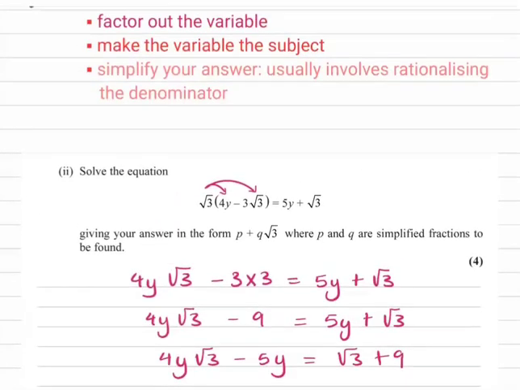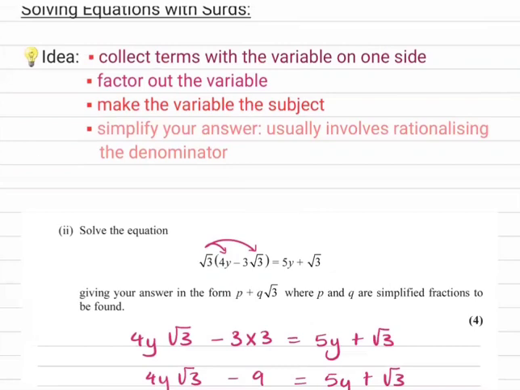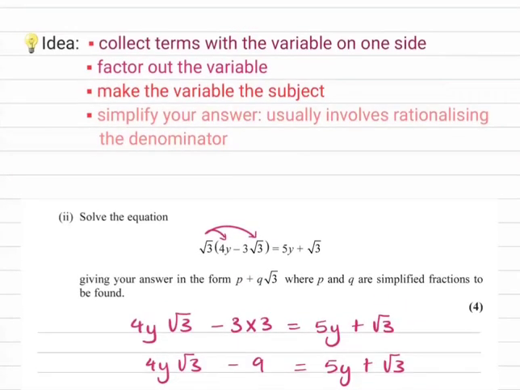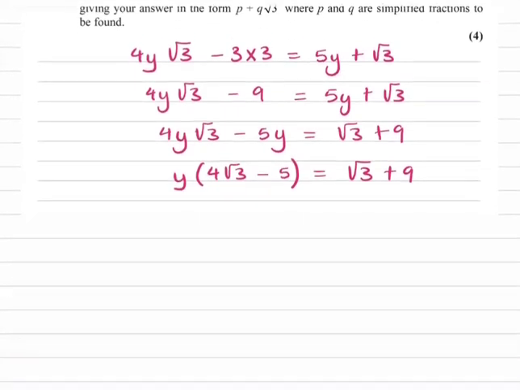Then our next step tells us to factor out the variable. Factorize and bring the variable outside the brackets. So if I factor out y, I am going to remain with 4√3 in the brackets minus a 5, like that. On the other side, we keep everything the same. Then we say step number 3, you want to make the variable the subject. In other words, solve for y.